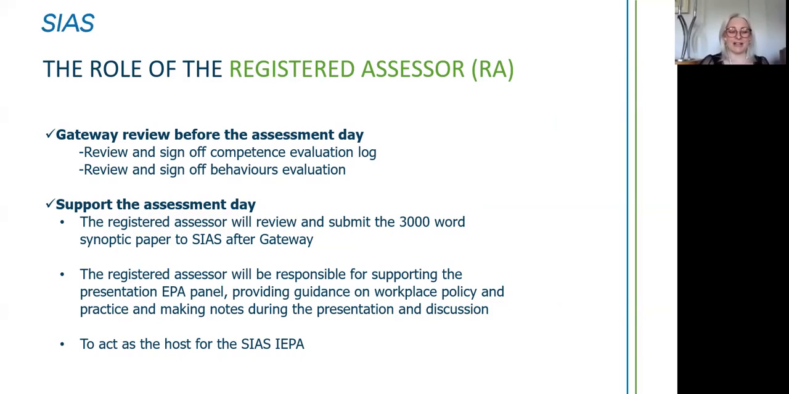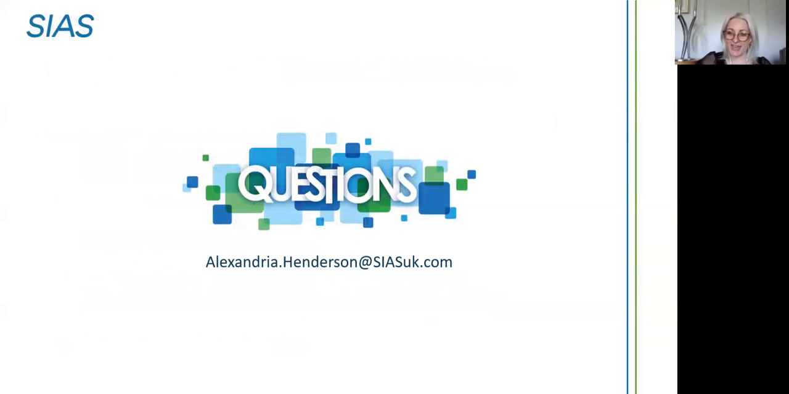And we do want them to act as a host for when the SIAS Assurer comes onto the site as well. Okay, so maybe they're meeting them in the morning, making sure that they know where the facilities are and all of that kind of thing. Okay, so that's the role of a registered assessor during the level 5 lab science. So that there is pretty much our potted history of the level 5 lab scientist standard.